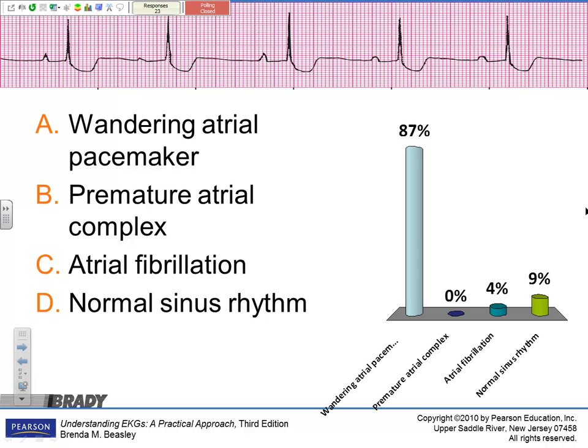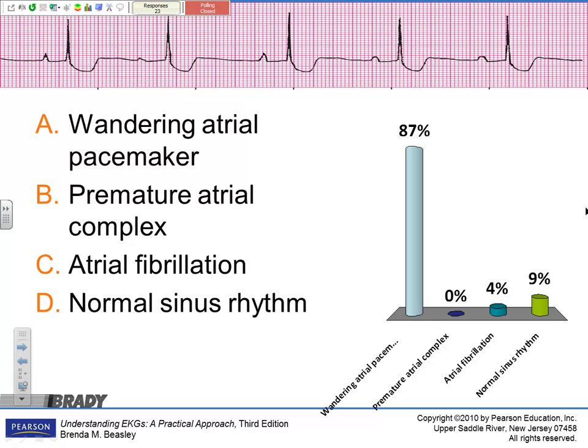Okay. What about this strip keeps it from being normal sinus rhythm? Number 1, the rate, correct? It's bradycardic, so it's not a normal sinus rhythm. For it to be a normal sinus rhythm, the rate has to be what? Between 60 to 100. Okay, what else keeps it from being a normal sinus rhythm? The P waves are variable. What about the PR interval? It's too long, yeah.